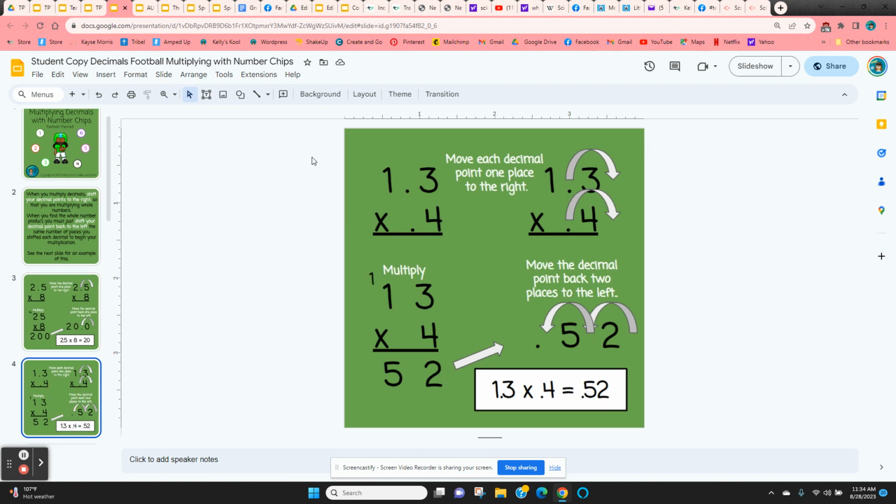The next slide shows an example when we have two decimal points in our factors. So here we're going to move one place to the right and again another place to the right. So that's two places we're moving the decimal point to the right. Multiply as if they were whole numbers, and then in our solution we're going to move it back two places to the left.